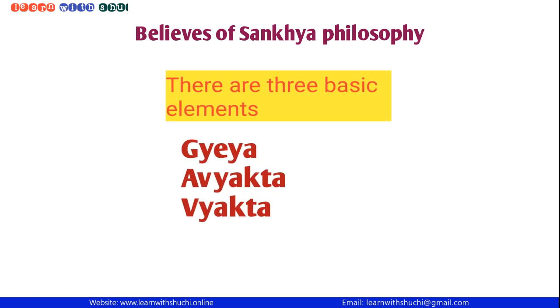There are three basic elements in Sankhya philosophy: Vyakta, Avyakta and Gyeya. The Gyeya is called conscious or the spirit. The Avyakta is matter or prakriti. And the Vyakta is the consequence of activity and cause of tradition. These all can be easily understood by this flowchart.